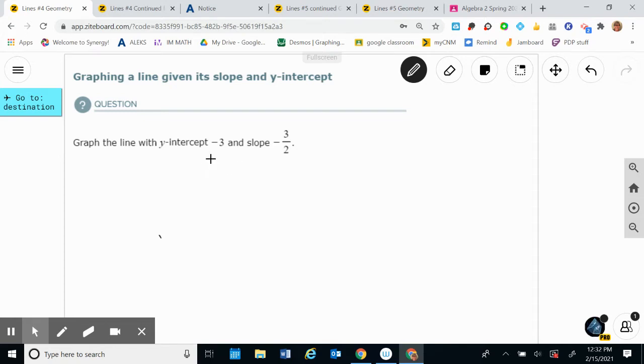So here, again, they give you the slope and the y-intercept. You can pause it if you want to try to do it yourself.